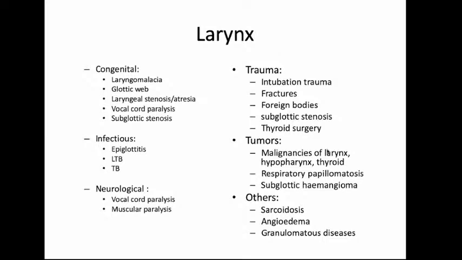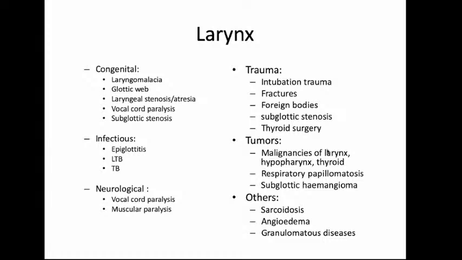At the level of the larynx, again, we have the conditions grouped in the same classes, congenital, infectious, but now we introduce neurological, and then trauma, tumors, and others. So congenital conditions in the larynx include laryngomalacia, which is common. We get children sent to us who have an inspiratory stridor. Whenever they draw in air, there is some noise. And when this is severe, they also experience breathing problems.